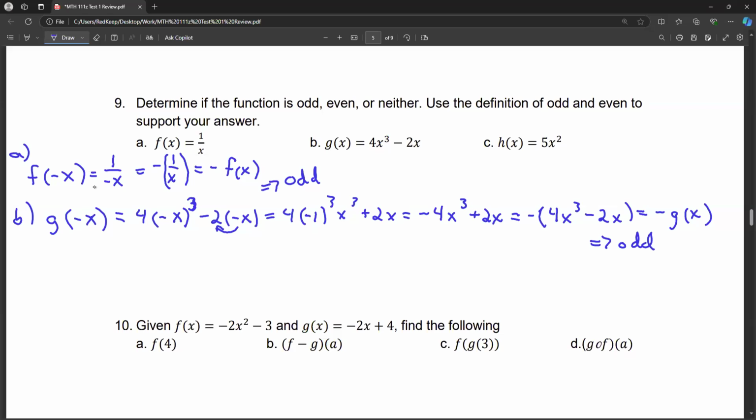Perfect. Okay, so moving on to question C, or part C. We're going to do the same thing. We're going to ask ourselves, what is h of negative x, right? So wherever there originally was an x in this h function, I'm plugging in a negative x. So here it's 5 times the square of negative x.